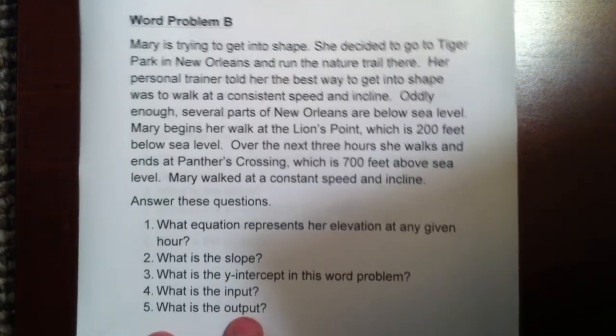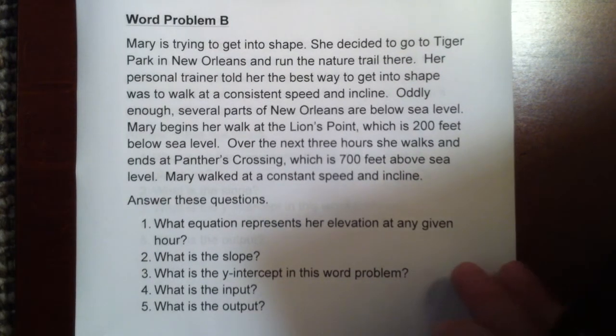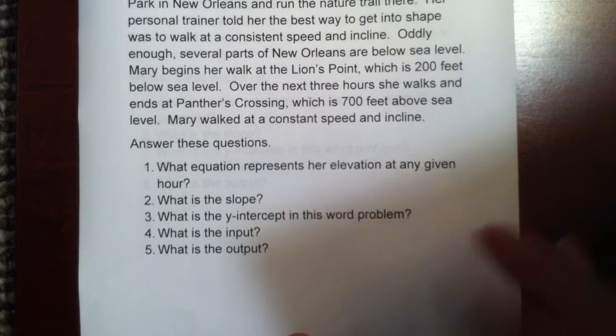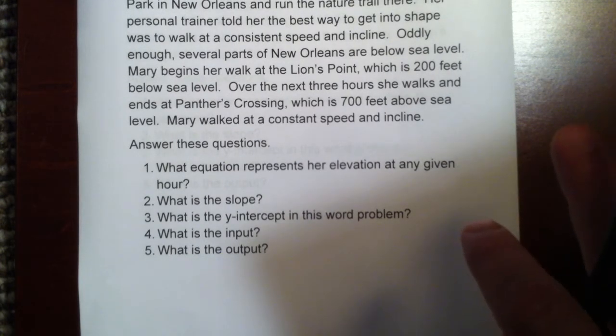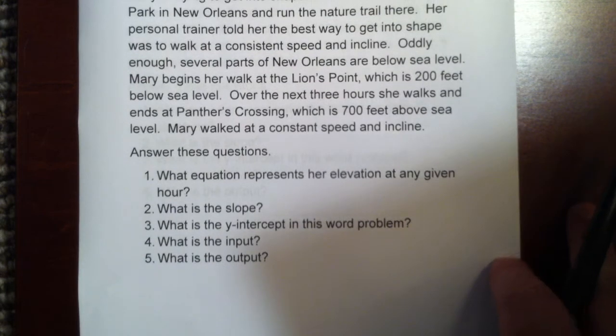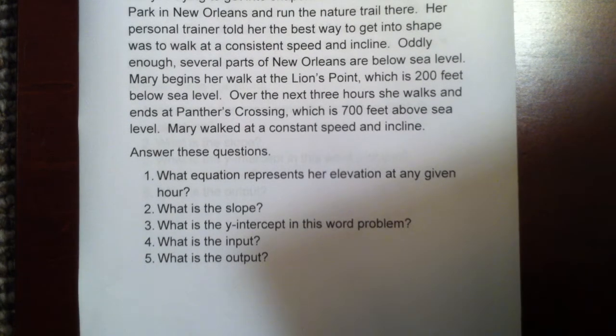Word problem B. Mary is trying to get in shape. She decided to go to Tiger Park in New Orleans. This is a very similar problem to what we had before, except in this case, she's in New Orleans, which much of that city is underwater. Well, it's not underwater, but it's under sea level.